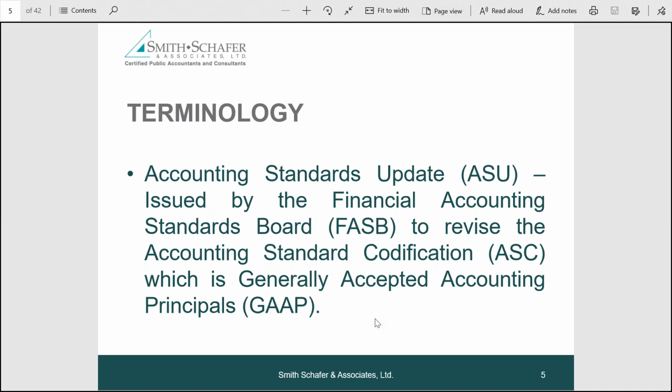So what are we talking about today? Today we're talking about Accounting Standard Updates, ASUs. ASUs are issued by the Financial Accounting Standards Board, or FASB. And what they do is revise the accounting standard codification, which is basically your GAAP, or your generally accepted accounting principles.